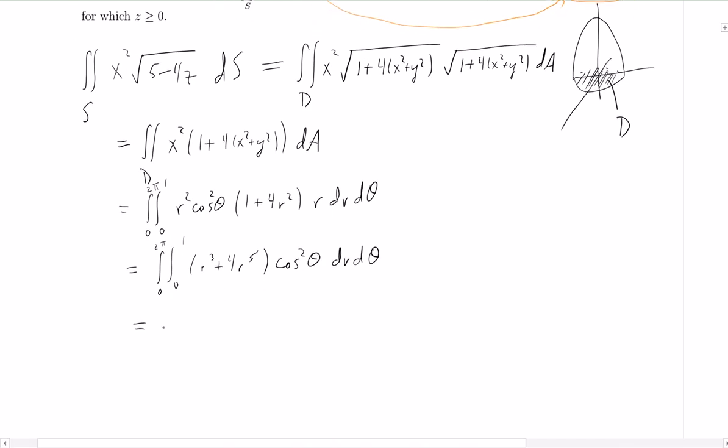Okay, now let's do the first integral in the variable r. Integral of r cubed gives us r to the 4th over 4. From 0 to 1, that's 1/4. And the integral of 4r to the 5th is 4 over 6 r to the 6th. From 0 to 1, that's 4 over 6, which is the same as 2/3. And if we add these fractions together, we get 11 over 12.